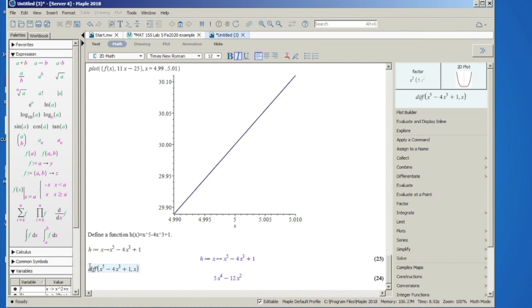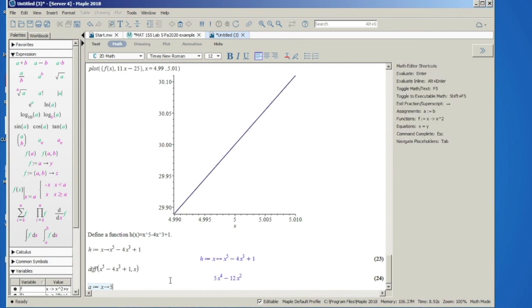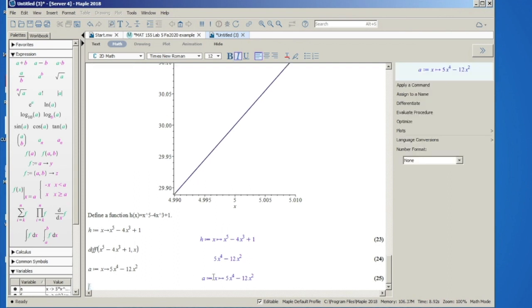In fact, I could do something even better than that. I could have defined it up here, but I'm going to define it down here. I have that a is what we have up there, so I have 5x to the 4 minus 12x squared. So now I have defined a function h and a function a.